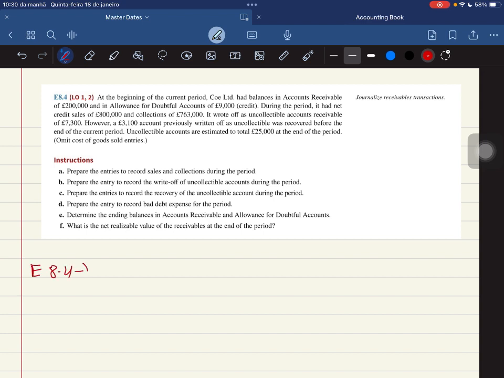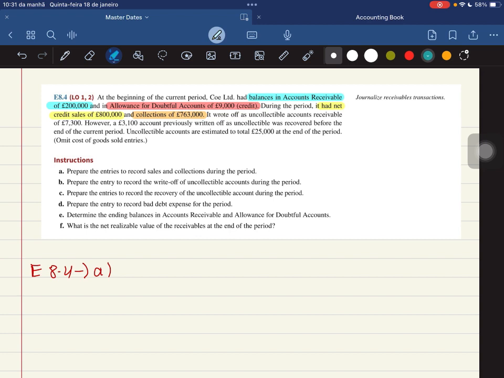All right, so what I see is that in the question, we actually have a lot of numbers. So what I like to do is to divide and use color to differentiate them. So for example, here we had balances in accounts receivable of 200,000. We had balance in allowance for doubtful accounts of 9,000 credit. And then we had net sales of 800,000. And we had collections of 763.